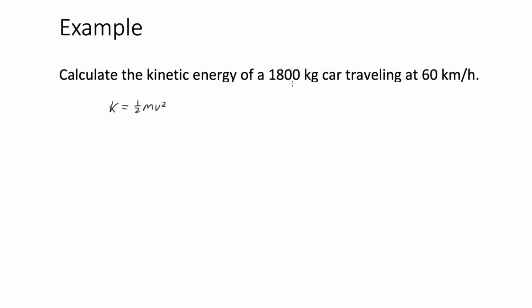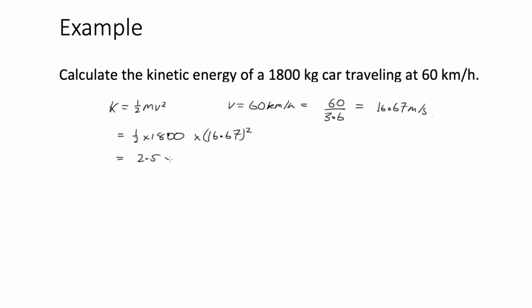We've got the mass here, and the speed is equal to 60 kilometers per hour, which is equal to 60 over 3.6, which is 16.67 meters per second. So substituting these in, we've got a half times 1,800 times 16.67 squared, and solving this on the calculator, we get 2.5 times 10 to the 5 joules as the kinetic energy of this car.